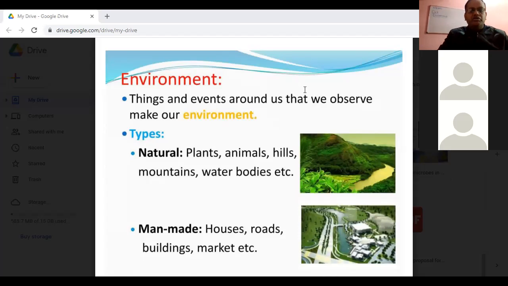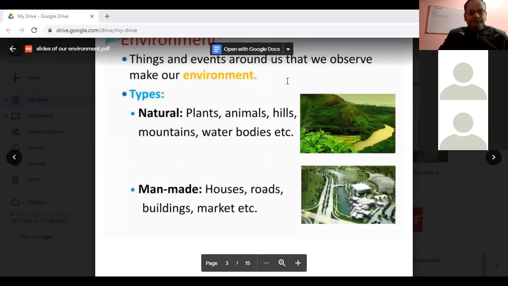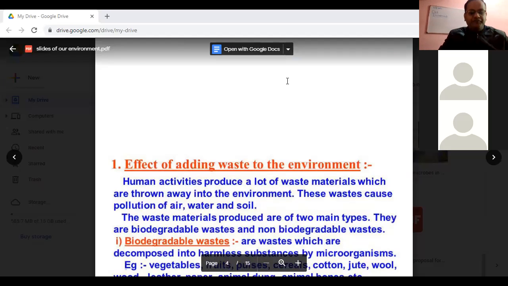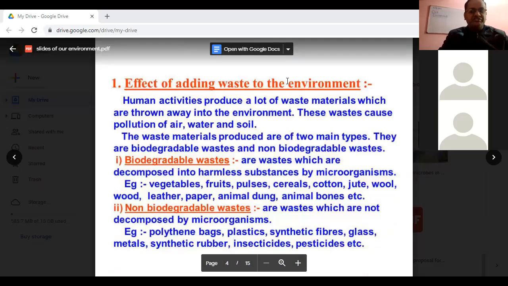Now, first of all, before going into the discussion of the effect of adding waste to the environment, students, what is waste? What is waste, students? Through the chat box, you give me the reply. What is waste? What is waste? Through the chat box, you give me the reply. What is waste? Very good, Palak.